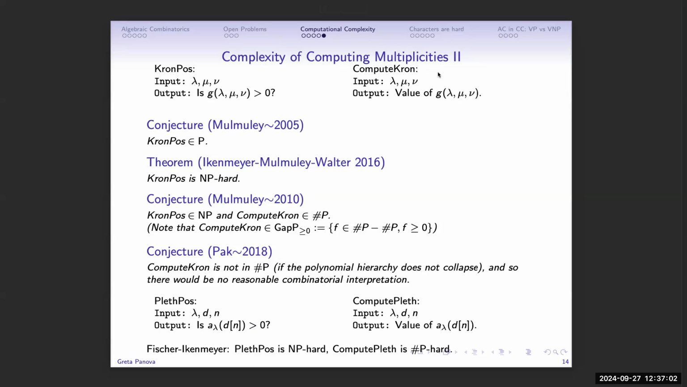The same type of results and conjectures hold for the plethysm coefficients. They are NP-hard, and therefore computing them is also Sharp-P hard, about on the same level of problem as the Kronecker. So if you conjecture Kronecker is not in Sharp-P, these are probably also not in Sharp-P. And okay, so these are all open problems in some sense. So what can you actually do? Is there something that's not in Sharp-P that makes sense?